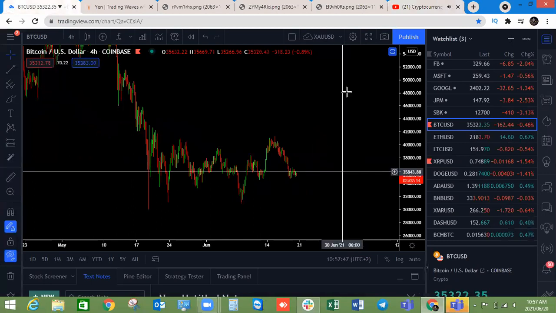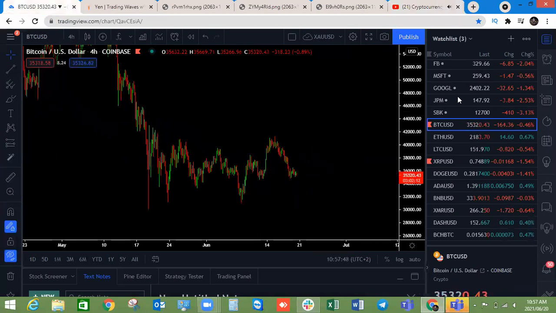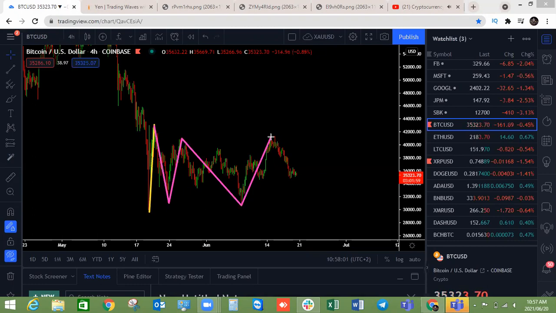Now, this is the chart. If you remember what I was showing you on the video, I showed you the move to the upside. I showed you the purple structure here to the downside. This is the purple. Now the correction in purple was this one. This is what I was showing you in purple. At the time, the price was here. So we looked for this structure.